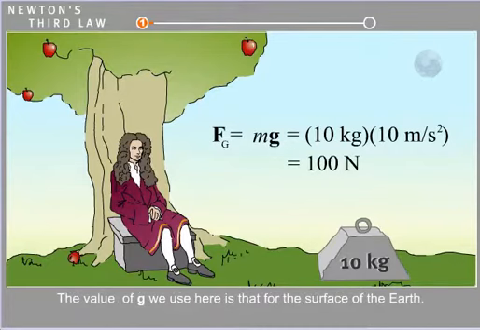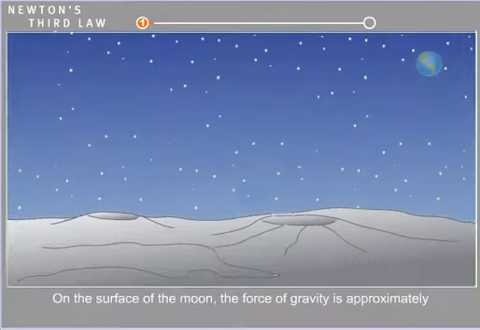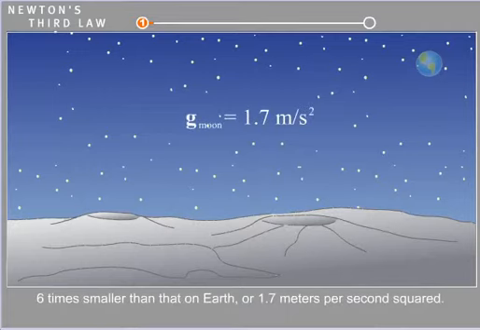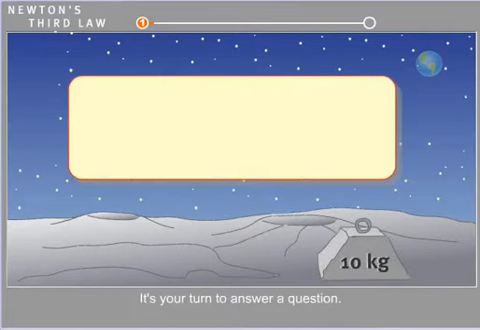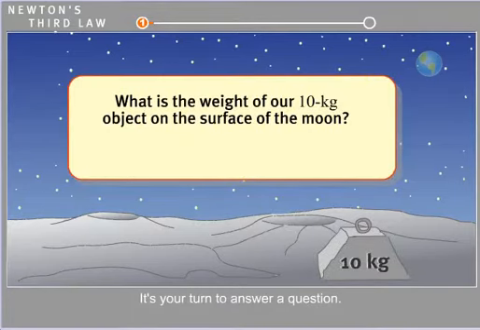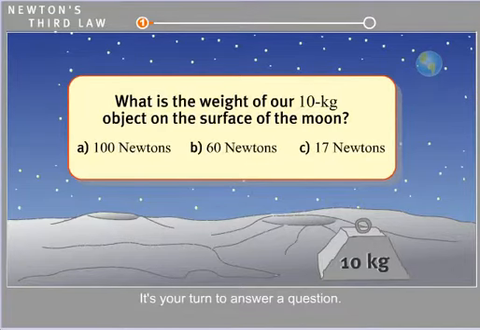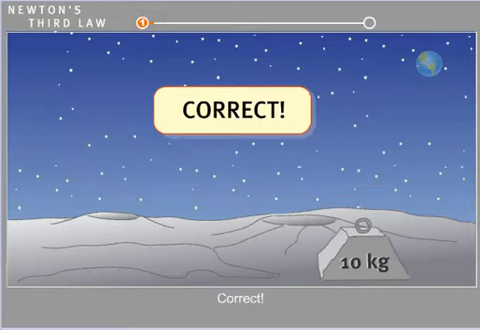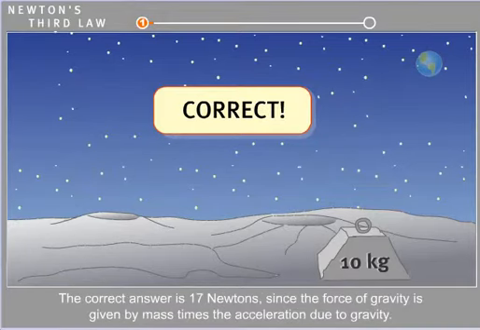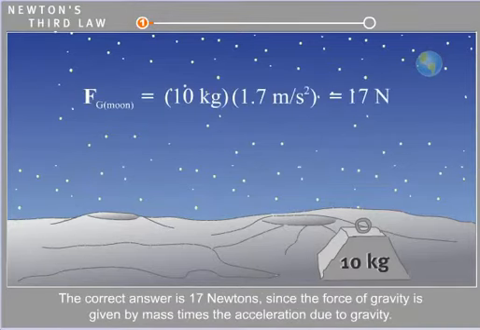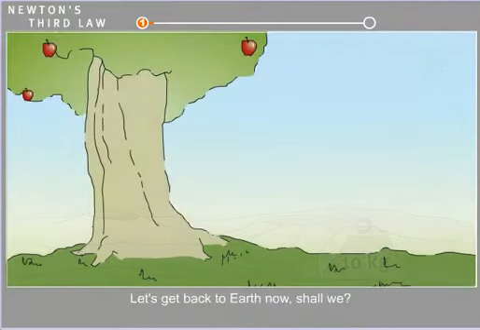The value of g we use here is that for the surface of the Earth. On the surface of the Moon, the force of gravity is approximately 6 times smaller than that on Earth, or 1.7 meters per second squared. It's your turn to answer a question. What is the weight of our 10-kilogram object on the surface of the Moon? Correct. The correct answer is 17 newtons, since the force of gravity is given by mass times the acceleration due to gravity. Let's get back to Earth now, shall we?